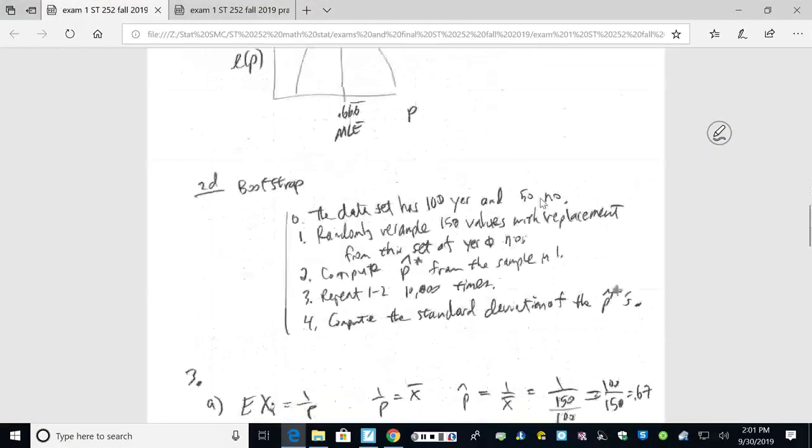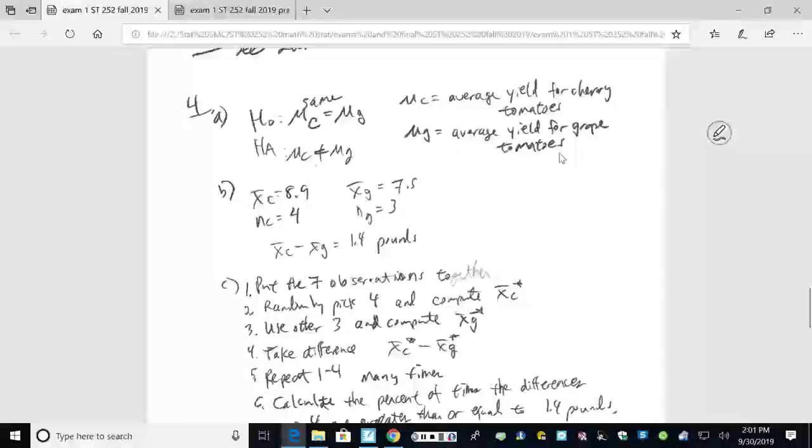So this one, the solutions I've written out. So yeah, you can define it some way. The cherry tomatoes averaged 8.9 pounds, and the grape one 7.5. Those are the sample sizes. So the average difference is 1.4 pounds. How do you do a permutation test?